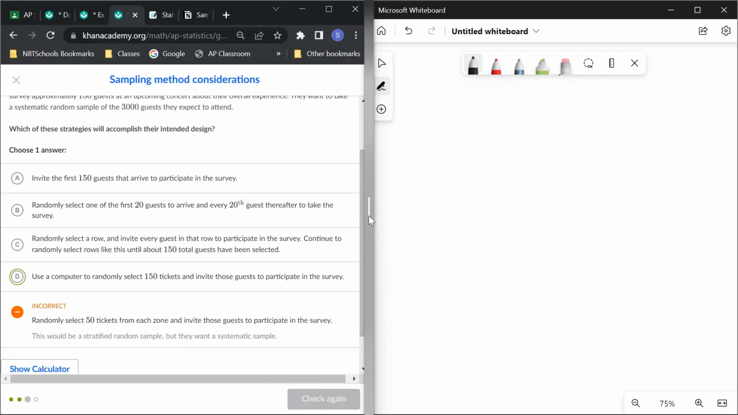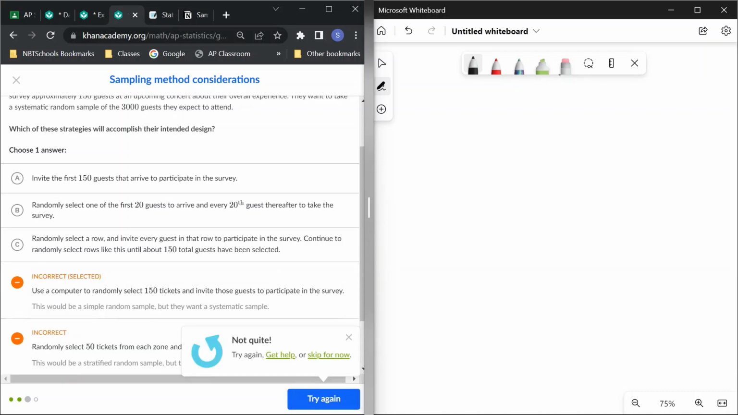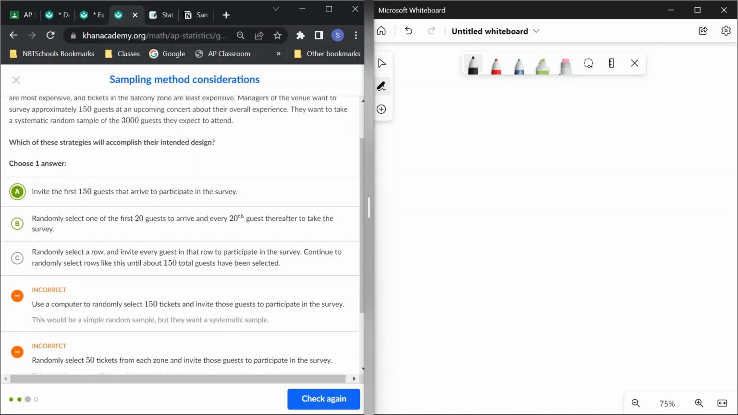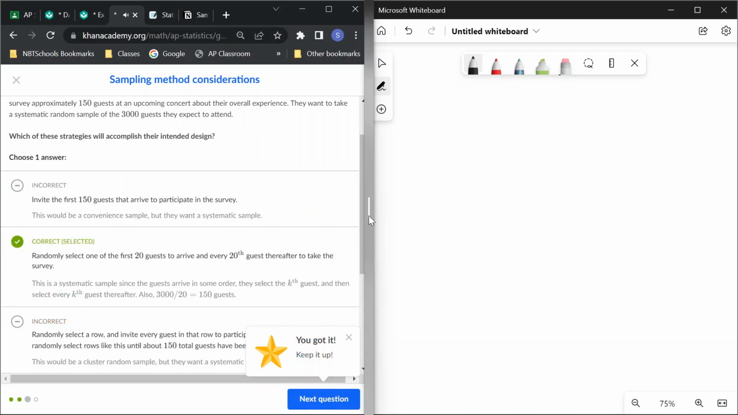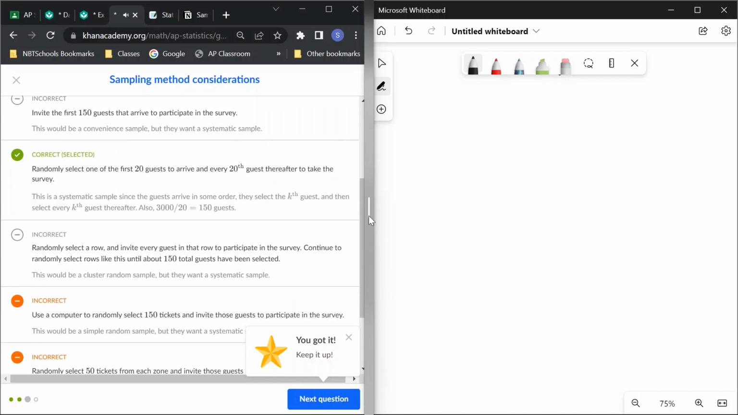Nope. Great. Oh, they said they wanted to take a systematic random sample. This is so annoying. Randomly select one of the first 20 guests to arrive, and every 20th guest thereafter takes the survey. Randomly select a row and invite every guest in that row to participate in the survey. I guess this way, since the guests arrive in some order.